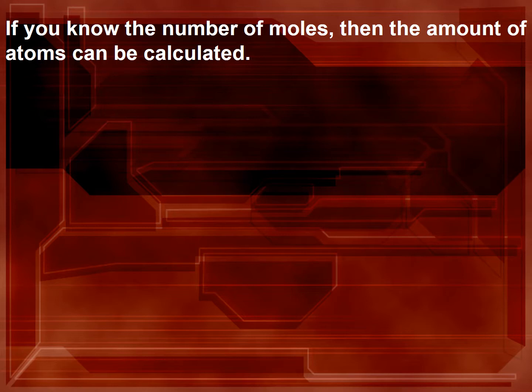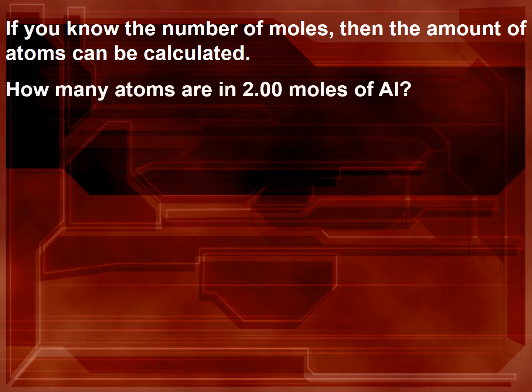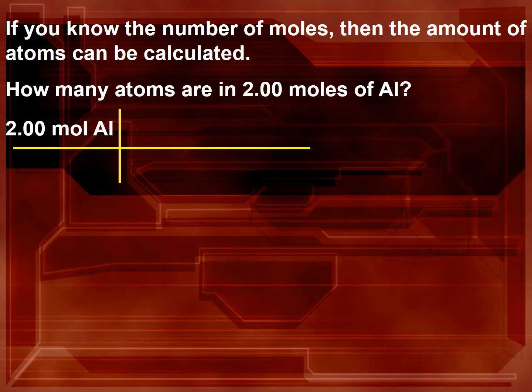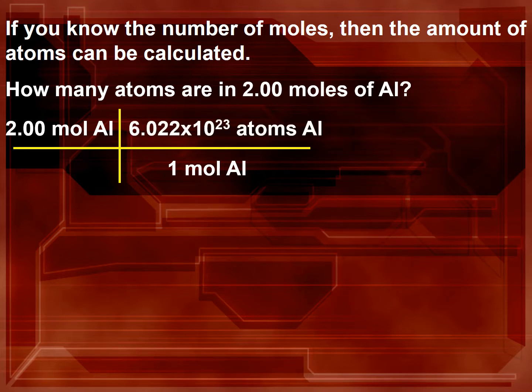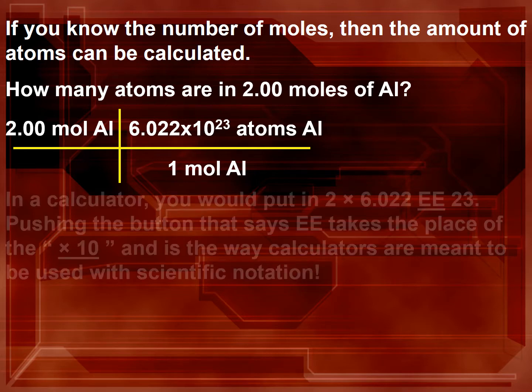If you know the number of moles, then the number of atoms can be calculated. So, for instance, how many atoms are in 2.00 moles of aluminum? So we start with our train track, and the 2.00 is our given, 2.00 moles Al. So we have number, unit, and compound. We need to get rid of moles, so we have 1 mole on the bottom, and we have the number of representative particles in a mole on top. For an element, it's typically atoms unless the element is diatomic. So we have 6.022 times 10 to the 23rd atoms of aluminum on the top.